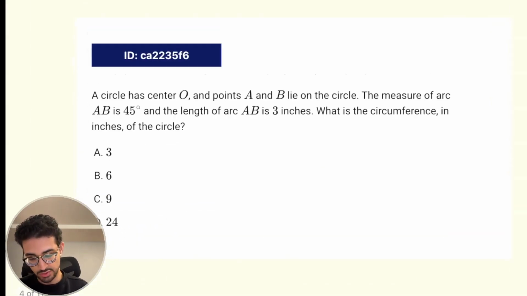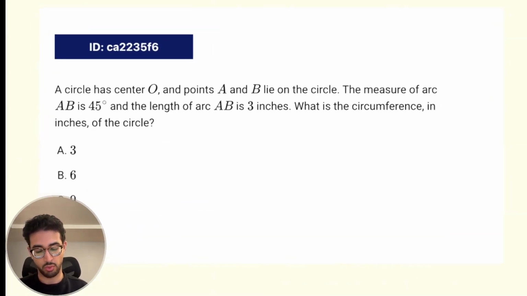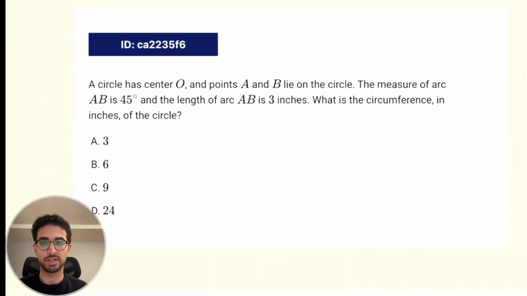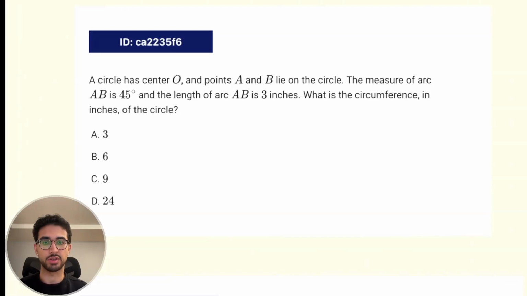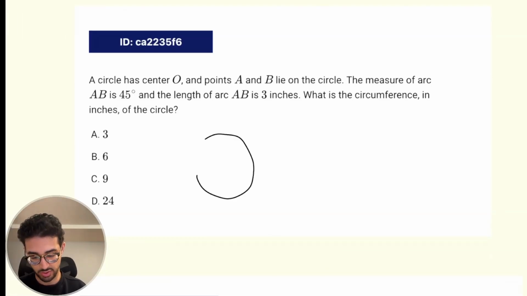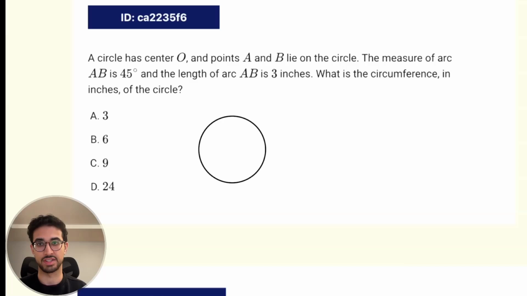Let's take a look at this. A circle has center O, and points A and B lie on the circle. The measure of arc AB is 45 degrees, and the length of the arc is 3 inches. So what is the circumference in inches of the circle? Let's draw the circle here real quick. I've done these questions for years and I still draw it out.